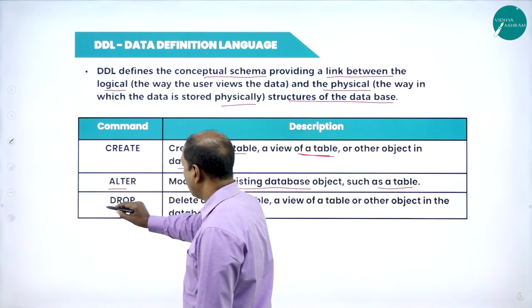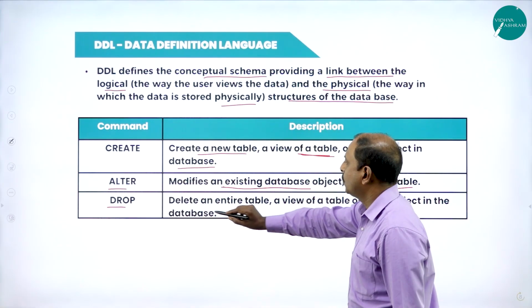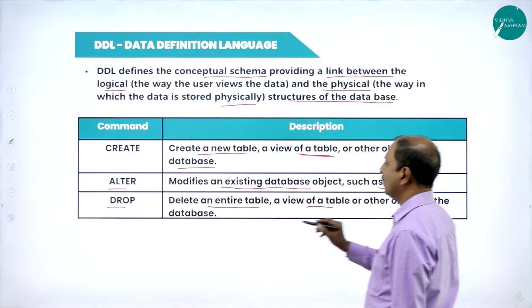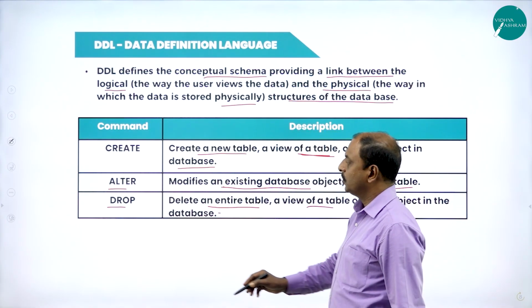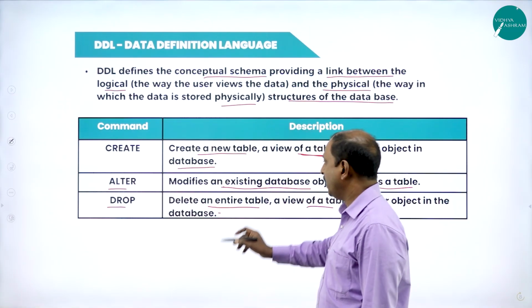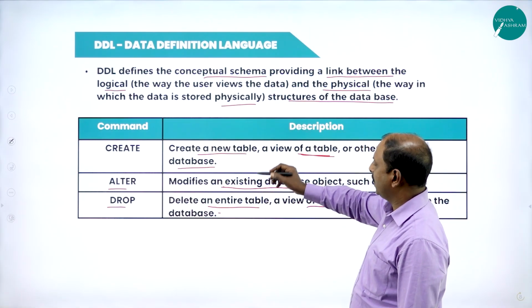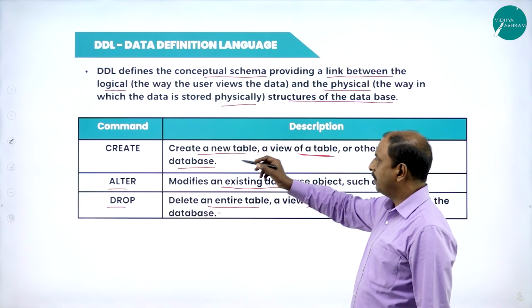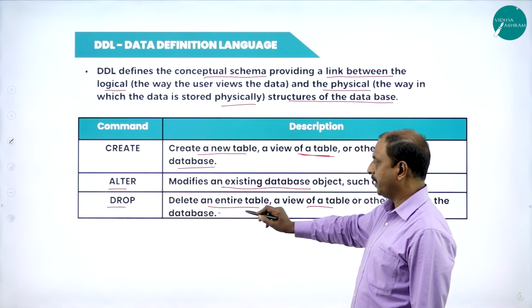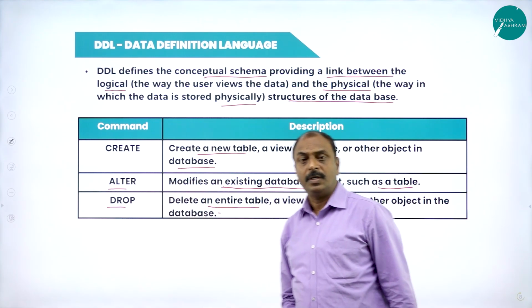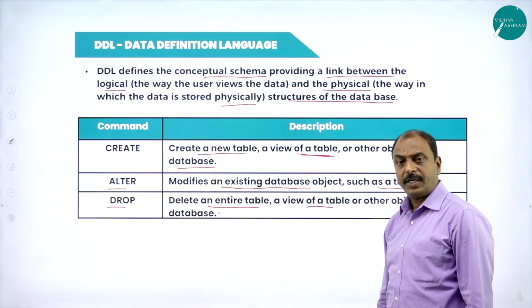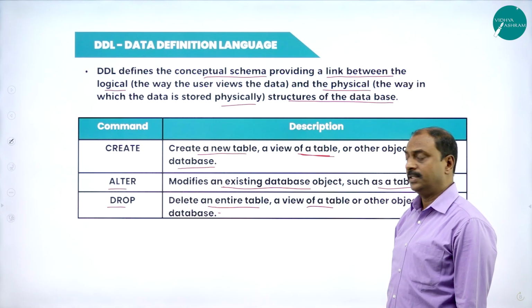Next one is the drop command. It is to delete an entire table, a view of a table or another object in the database. So the drop command is used to delete the table. The table which has been created with the help of the create command can be dropped or deleted with the help of the drop command. So these are all DDL commands, or data definition language commands.